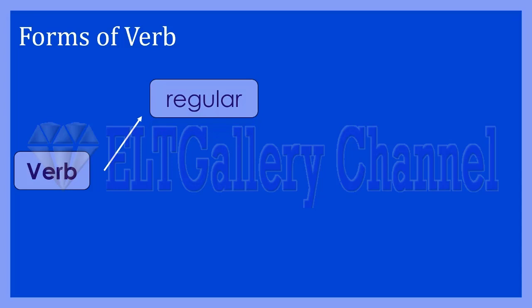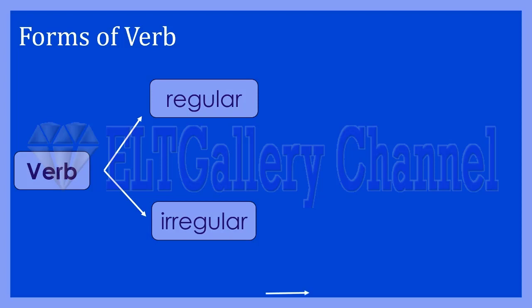Now let's see the verbs. We have the forms of the verb. In general, we can differentiate verbs into two forms. The first is the regular form, and the second is the irregular form. So the past participle verbs for the passive can be in the regular form or the irregular form.